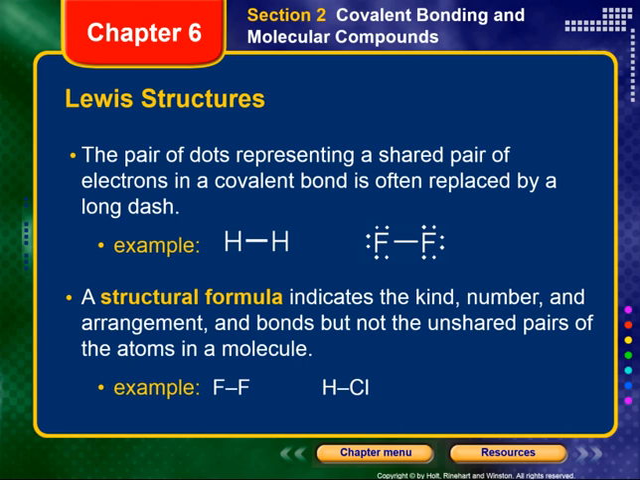Whereas a structural formula, which is a little bit more popular in organic chemistry, also indicates the kind, number, and arrangement in bonds. Right? We still know how many of each type of atom are there and what type of bonds are being formed, but the unshared pairs, the lone pairs of electrons on each of the atoms, are not represented.